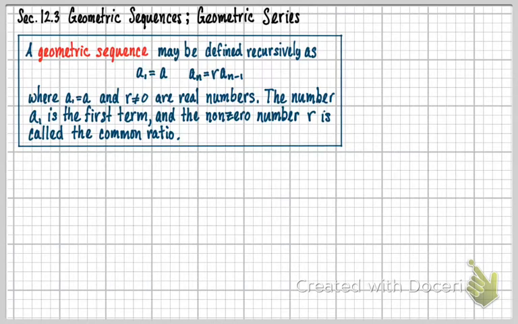Section 12.3, Geometric Sequences, Geometric Series. Now, a geometric sequence may be defined recursively as a1 equals a and an equals r times a(n-1), where a1 equals a and r are real numbers. The number a1 is called the first term, and the non-zero number r is called the common ratio. So r is called the common ratio here.